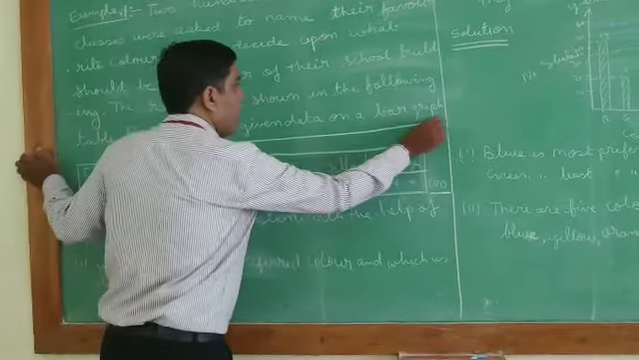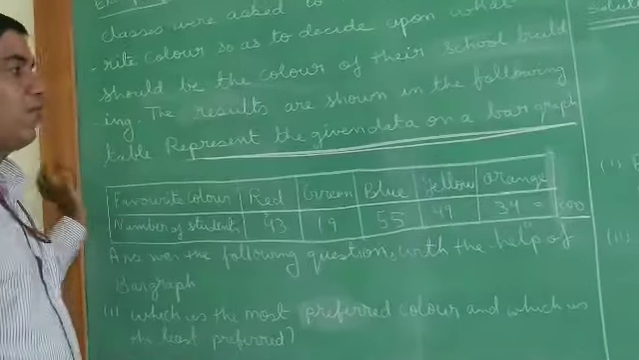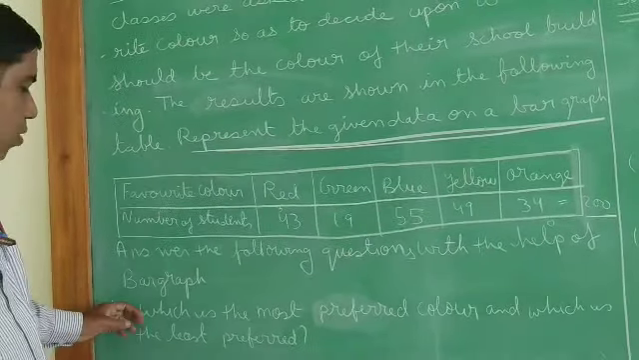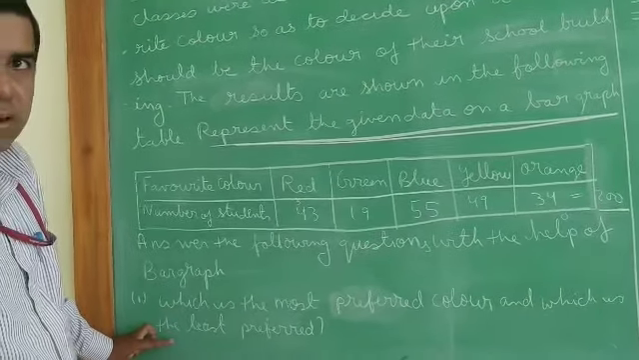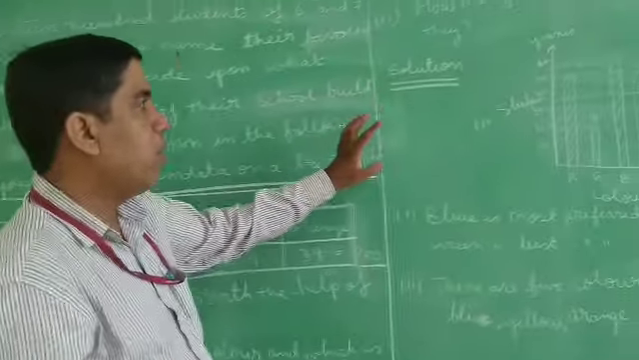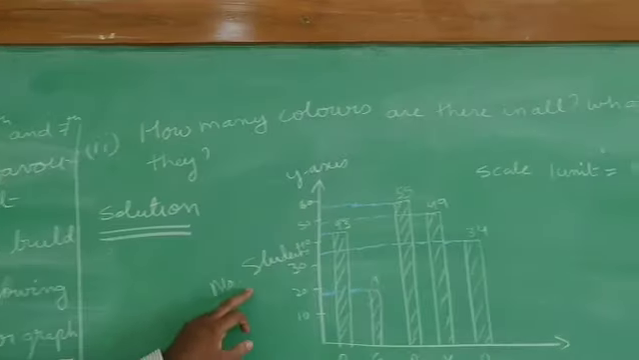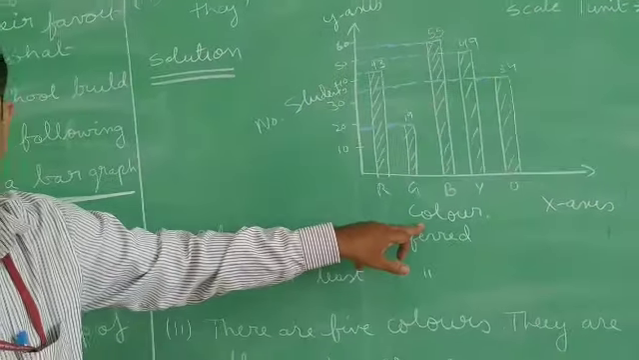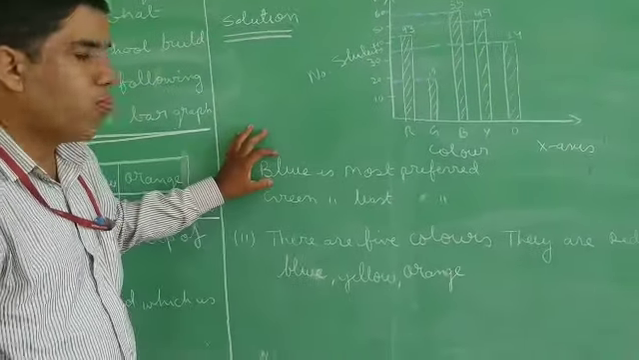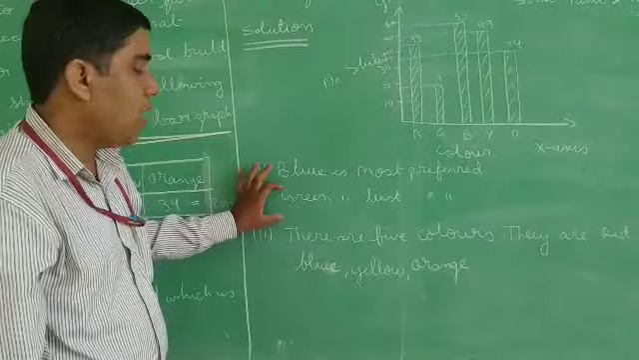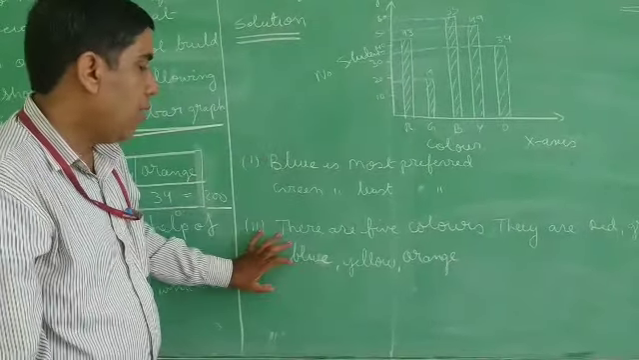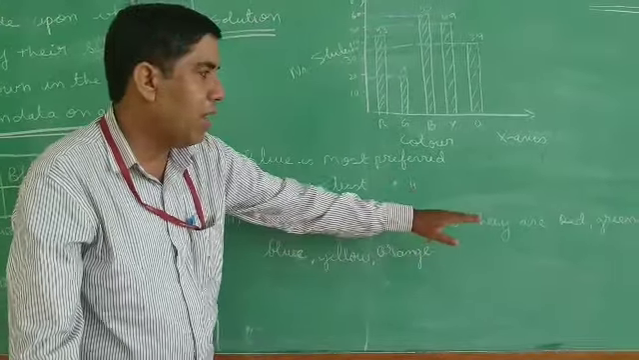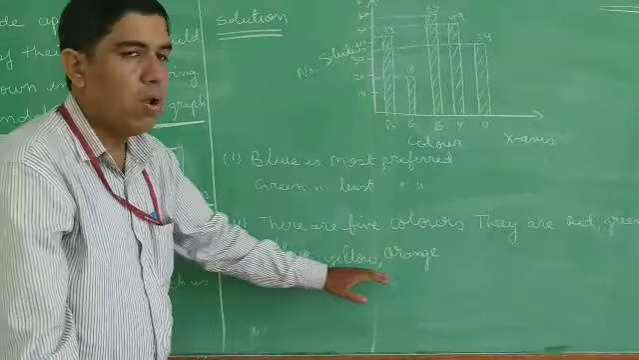Represent the given data in a bar graph. It means you have to draw the bar graph. Then afterward, on the basis of the bar graph, you have to give the answers to the questions. So I have drawn it here. You can see I have taken the number of students on the y-axis and color on the x-axis, because color is independent. Now the most preferred color is blue and the least preferred color is green. And how many colors are there? 5 colors, and the names of the colors are red, green, blue, yellow and orange.